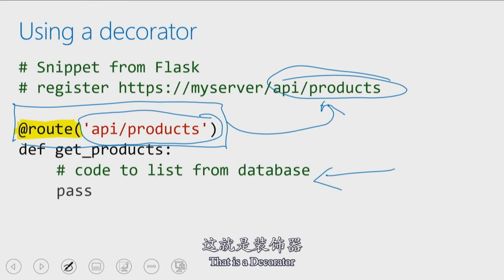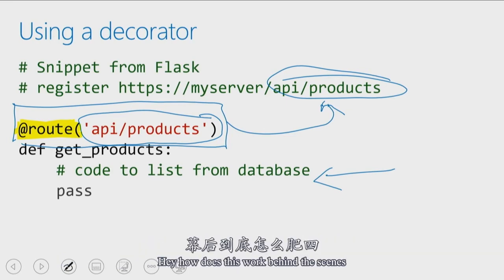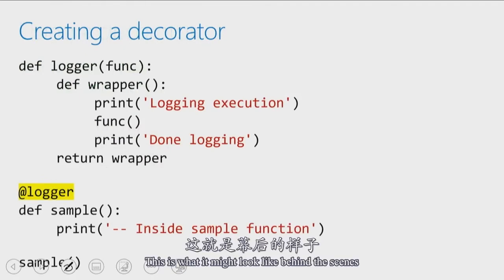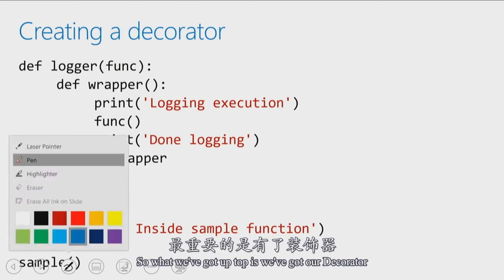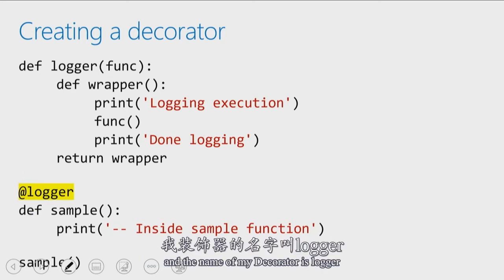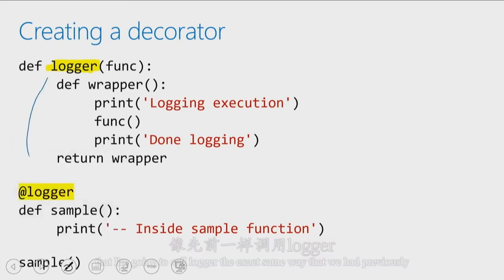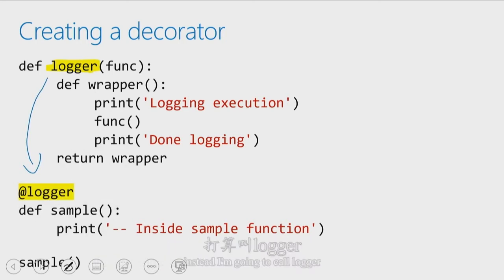That is a decorator. Now, you might decide at some point that you want to create a decorator on your own, or maybe you're just curious, hey, how does this work behind the scenes? And this is what it might look like behind the scenes. What we've got up top is our decorator, and the name of my decorator is Logger. You'll notice down below that I'm going to call Logger the exact same way that we had previously. So instead of using route, I'm going to call Logger.